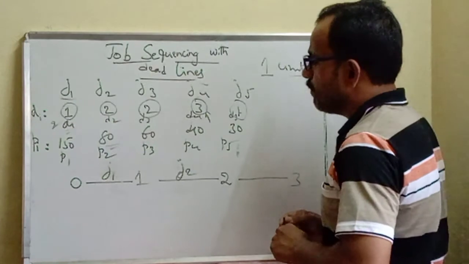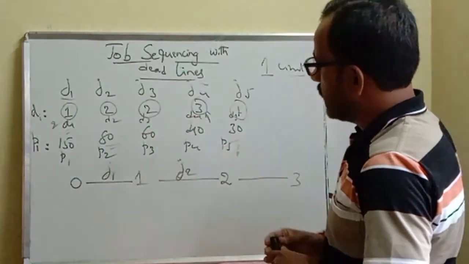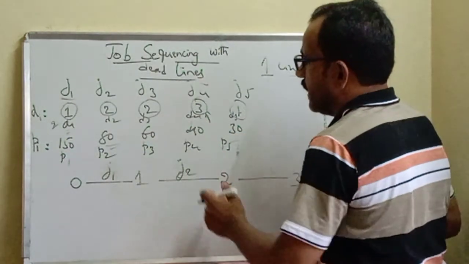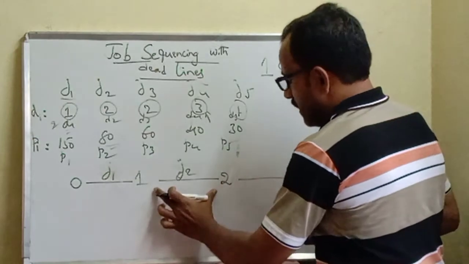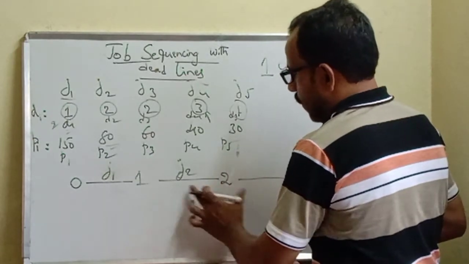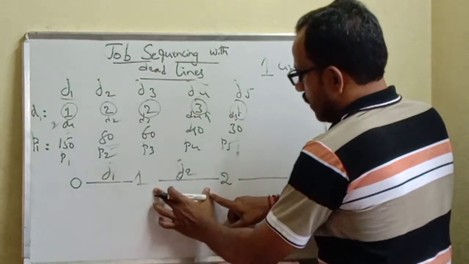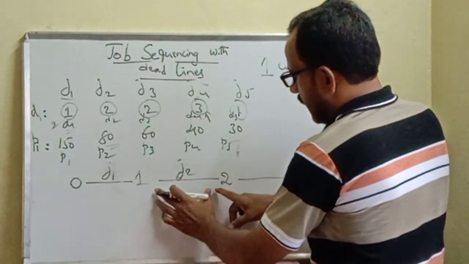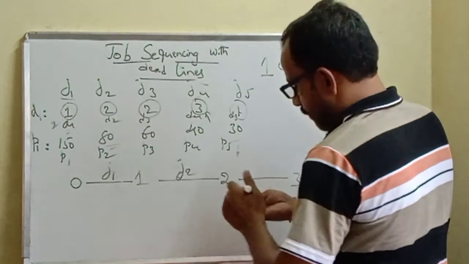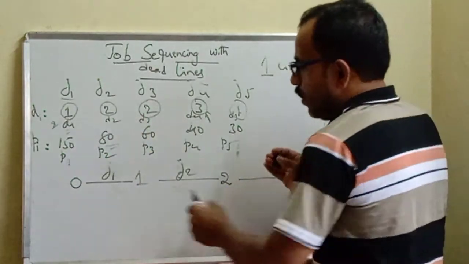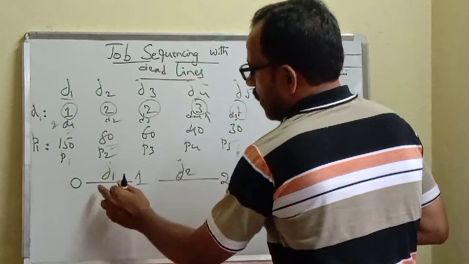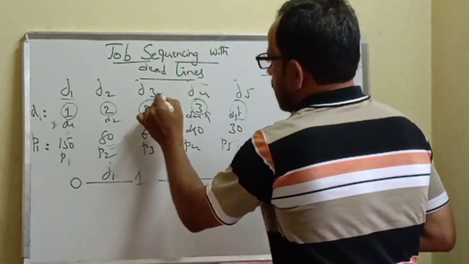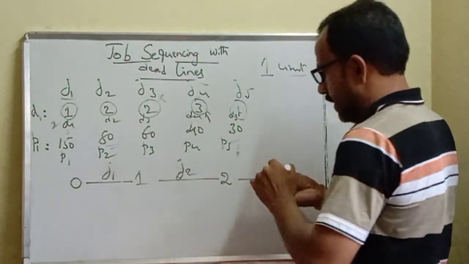Then what about the next maximum profit job? Next maximum profit is J3. What about the deadline of J3? 2 units. Then first verify the last slot here. Last slot is 1 to 2. But I cannot use it, because J2 is already occupied here. Then go back and verify if the previous slot is free or not. No, the previous slot is not free. Then I cannot execute J3 here. I cannot execute J3.